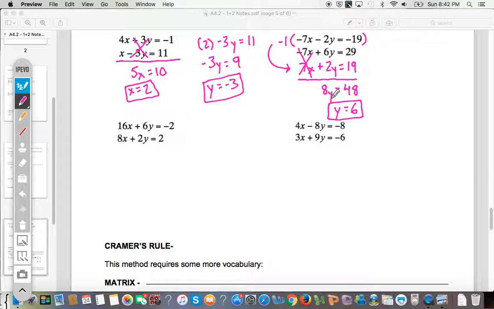Okay, so pick an equation now. I will pick, let's do this top one up here. So negative 7x minus 2, instead of my y I have my 6, equals negative 19. Okay, so just to simplify, negative 7x minus 12 equals negative 19. Okay, so I'll add this 12 over, so I get negative 7x equals negative 19 plus 12 is negative 7. So I know x equals 1.